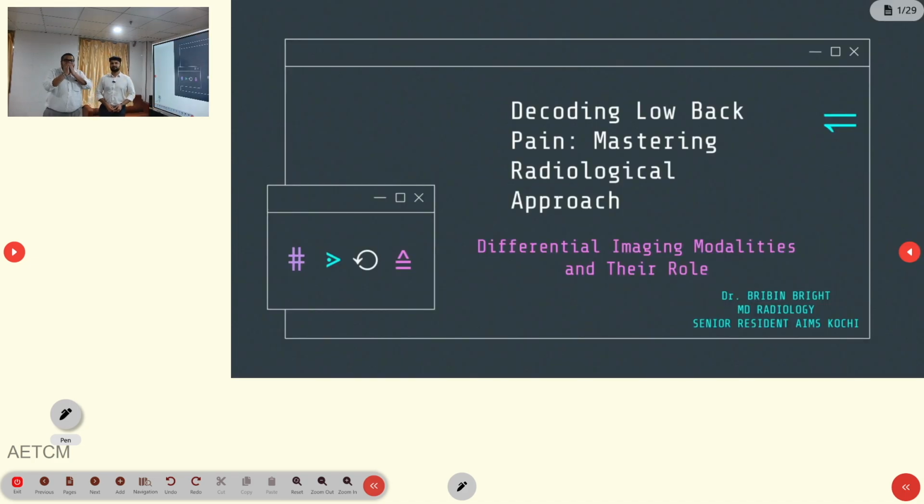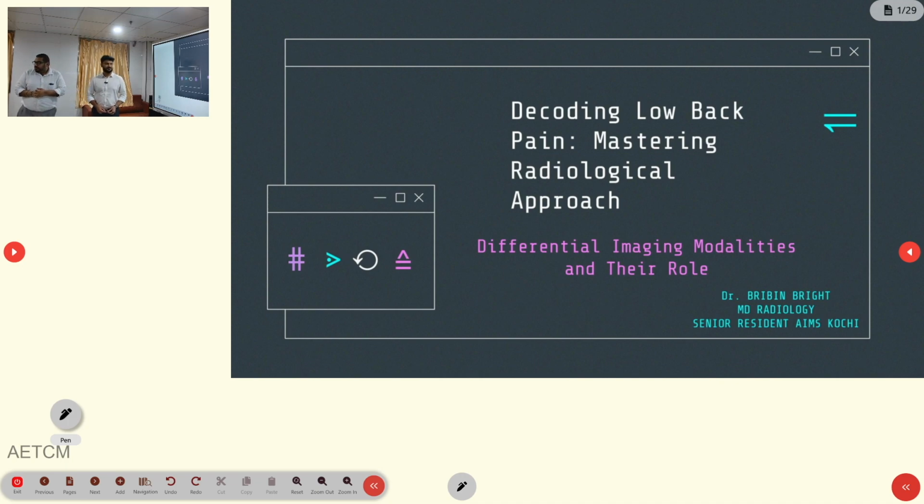So we had a quick discussion on the anatomy of the lumbar spine. Now I have Dr. Brubin with me. He'll be giving you an overview of the radiological investigations and basic modalities: why you should do an X-ray, why CT, why MRI, and when these are required. So over to you, Dr. Brubin.